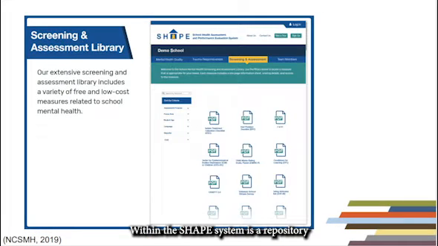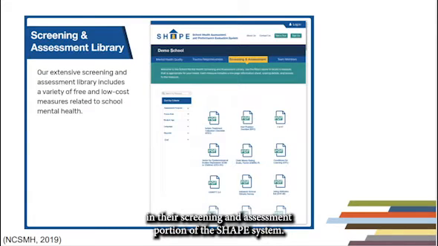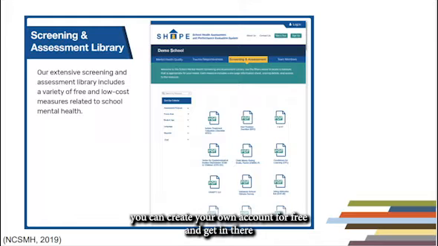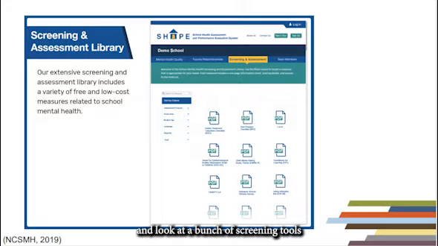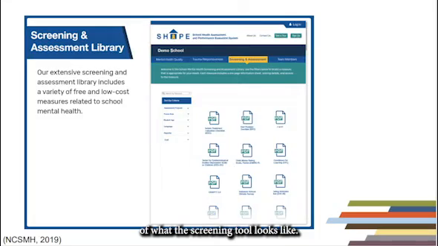Within the SHAPE system is a repository of different low-cost or free screening tools in their screening and assessment portion of the SHAPE system. So you can go in there, you can go to SHAPE, you can create your own account for free and get in there and look at a bunch of screening tools that they've compiled together, and they give you information about the age range, the cost of the measure, and a brief synopsis of what the screening tool looks like.